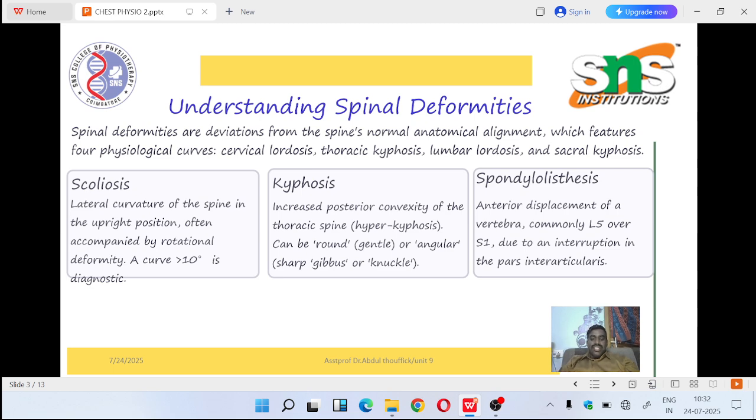Coming to the point, the human spine normally has four curves: cervical lordosis, thoracic kyphosis, lumbar lordosis, and sacral kyphosis. Deformities occur when these curves are exaggerated or when abnormal curves develop. The three main types are scoliosis, a lateral curvature with rotation, when the curve exceeds 10 degrees; kyphosis, an excessive posterior convexity of the thoracic spine, which can be rounded or angular type; and spondylolisthesis, a forward slipping of one vertebra over another. Often it occurs at L5 and S1 of the vertebrae.